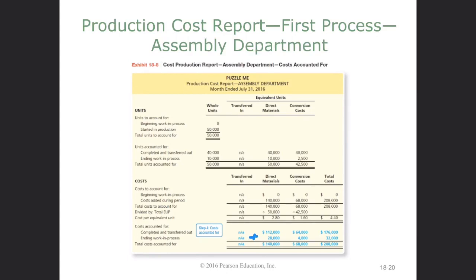To get the conversion cost accounted for, same thing: completed and transferred out plus ending work in process gives us our total cost accounted for our conversion cost. And to get the total cost, we add our direct materials total cost accounted for plus our conversion cost total cost accounted for, which equals our total cost accounted for.